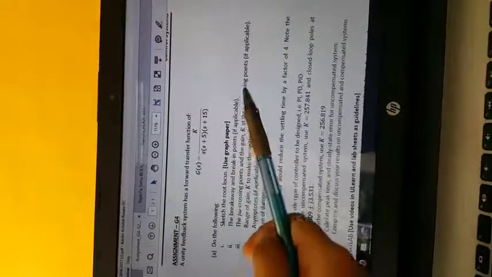So for part A, we have number 1, sketch the root locus, and we will use a graph paper. Number 2, the breakaway and the break-in points of the root locus. Number 3, the j omega crossing points and the gain k at the j omega crossing points. Number 4, the range of gain k to make the system stable. Number 5, asymptotes. And number 6 is the line of damping ratio equals to 0.456.